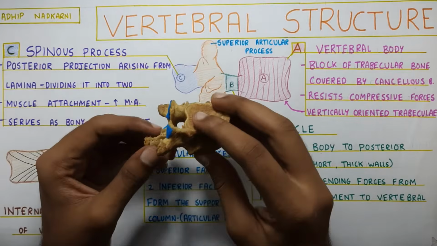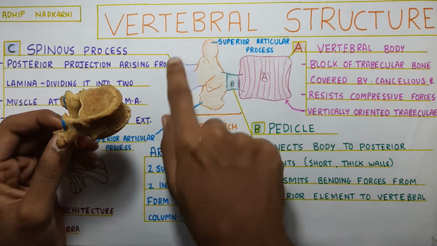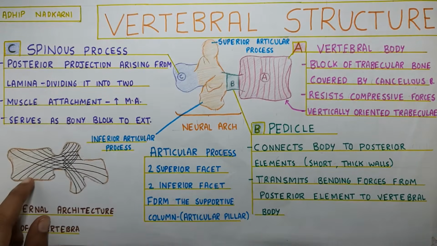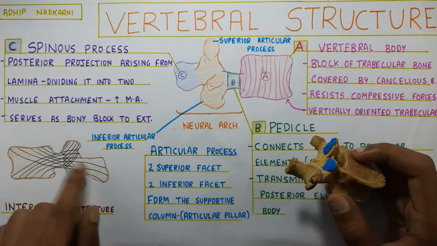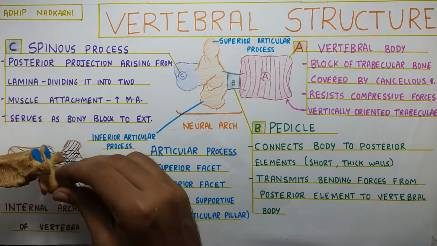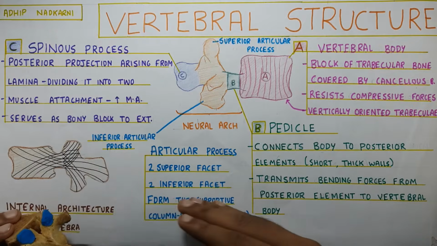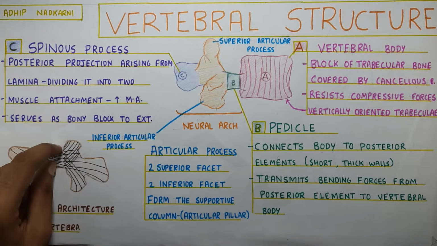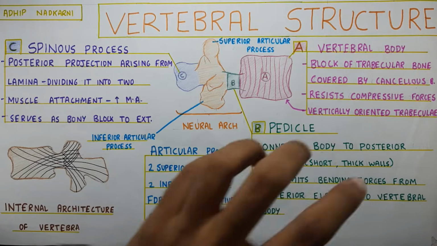This function of transmission of the bending forces from the posterior elements to the vertebral body is done by your pedicle, right? If you see over here also, this is the internal architecture of the vertebra. This is how your trabeculae are arranged, and this is how the forces are transmitted. If I keep the body over here, all the forces that are being put on your spinous process and the other processes go to the body through these trabeculae and through this pedicle. That's the part which joins the body to the posterior elements. So that is the function of your pedicle.